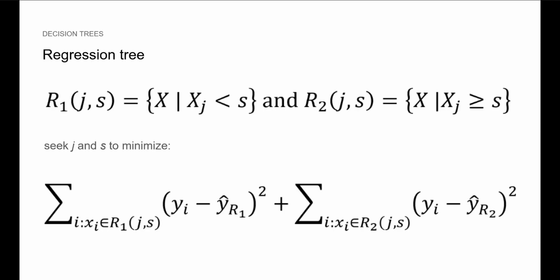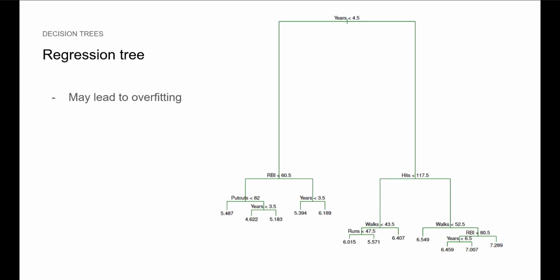Mathematically, we define the pair of half planes with the formula that you see on top, and we seek J and S to minimize the RSS of both planes, which is the formula you see at the bottom. However, this may lead to overfitting, as you can see on the right. That's why we need to sometimes prune the trees and use cross-validation to prevent overfitting.